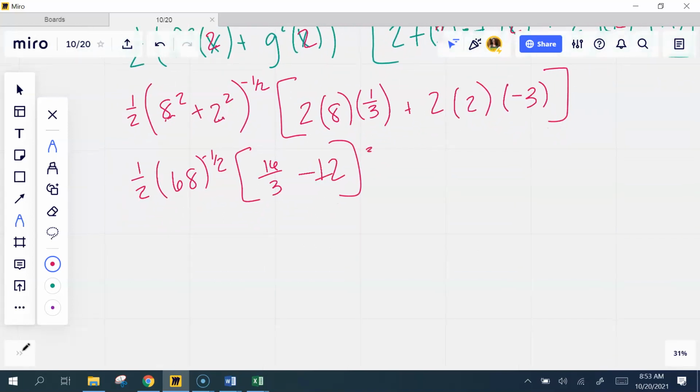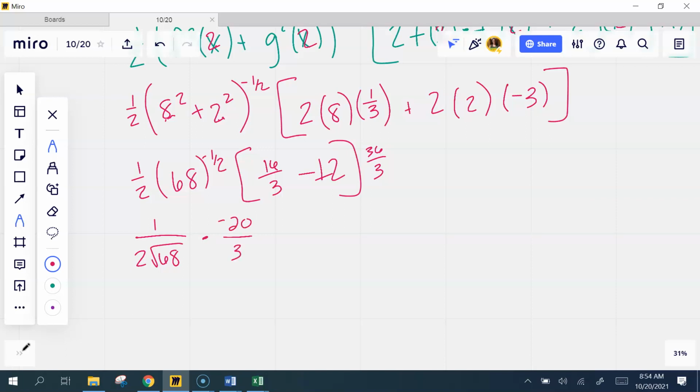This would be 36 over 3, right? If I combine those fractions, because I end up with 1 over 2 times the square root of 68 times negative 20 over.